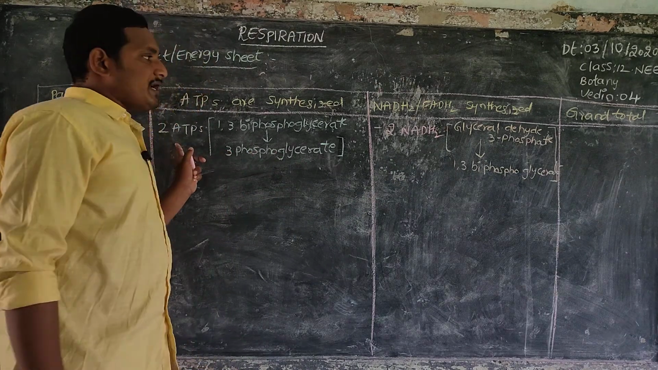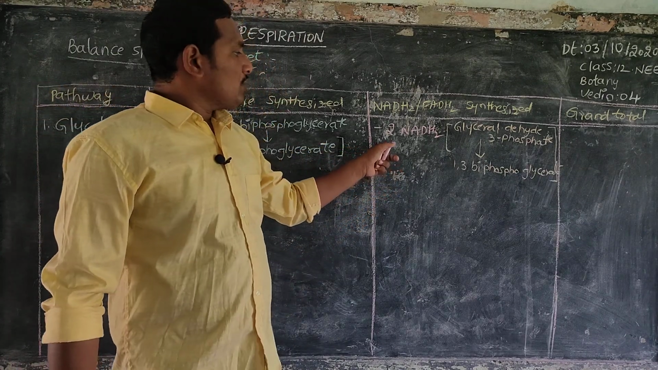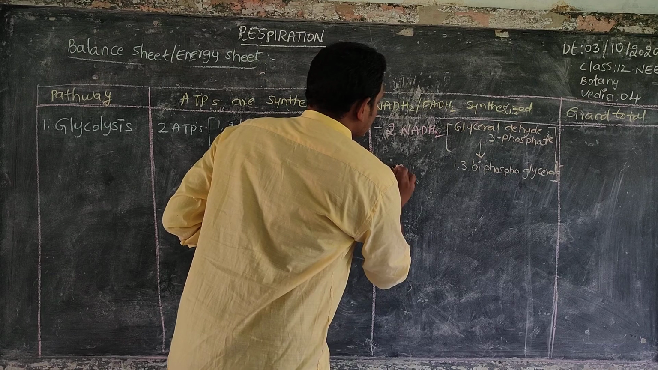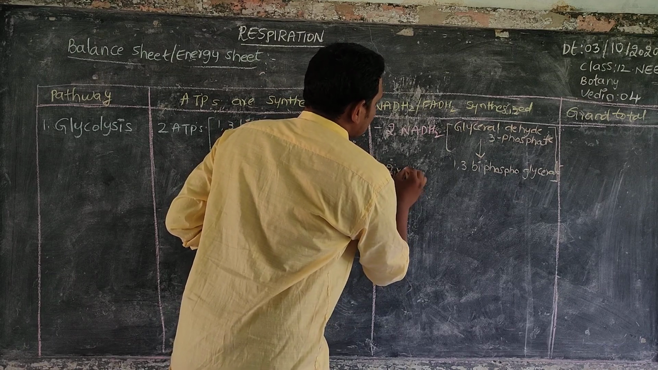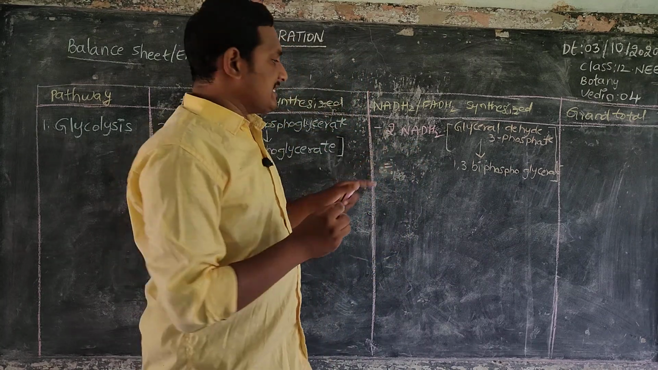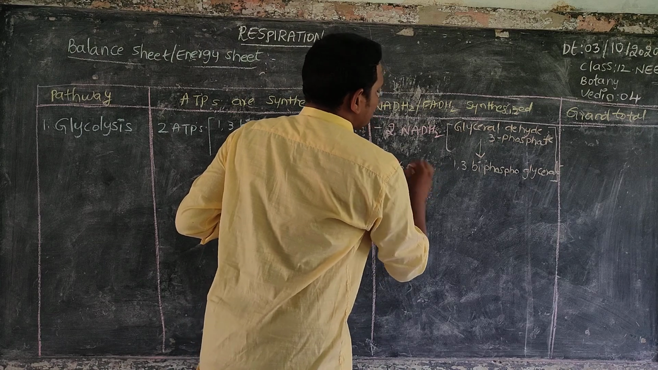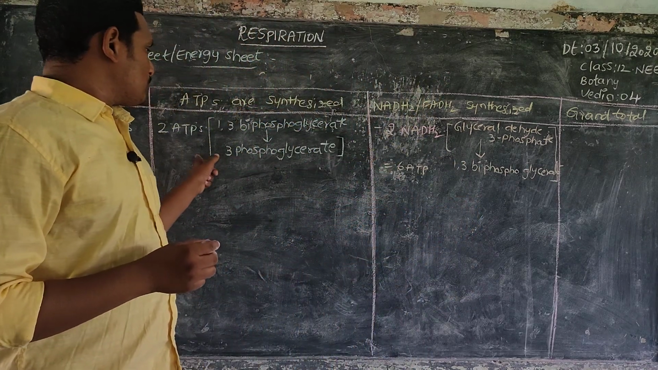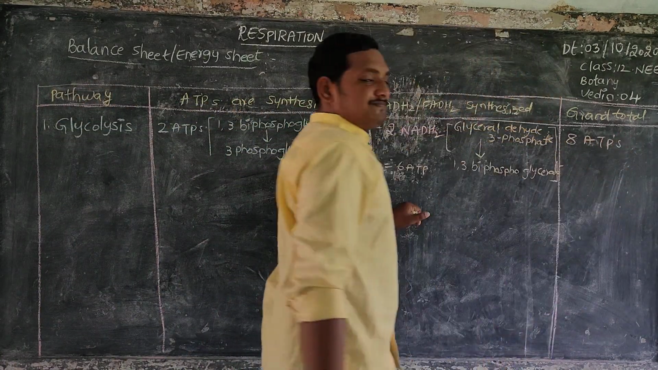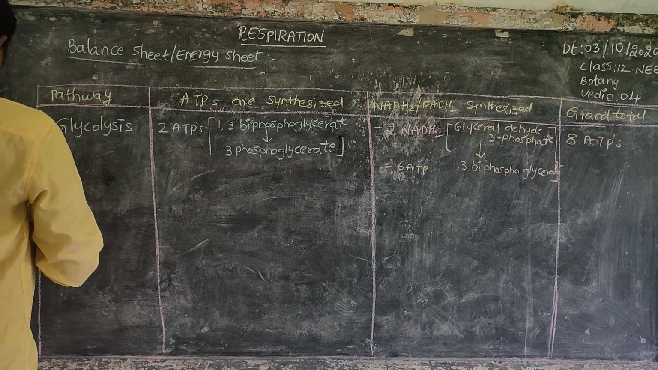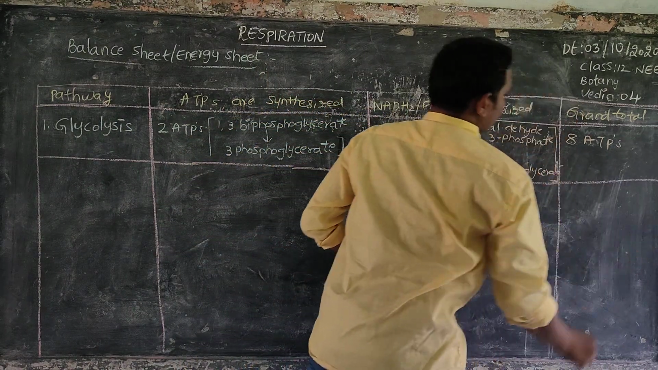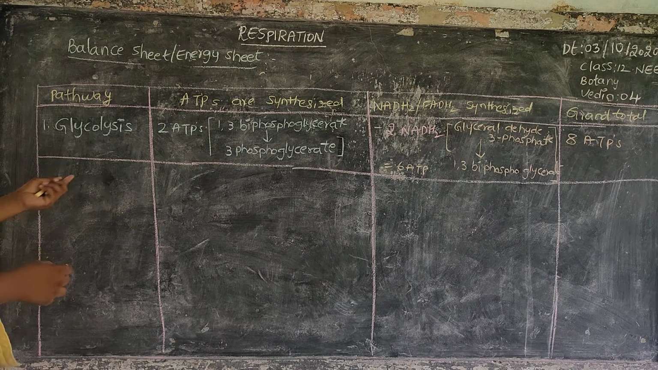So here, 2 ATPs, 2 NADH2. 1 NADH2 is equal to 3 ATPs. So 2 NADH2, each one is equal to 3 ATPs. It means 2 into 3, 6 ATPs in total. 6 ATPs and 2 ATPs, grand total 8 ATPs we are getting from glycolysis.